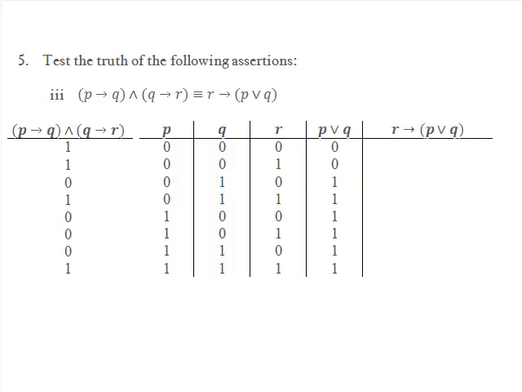And now we need R implies P or Q. So wherever R is 0, the output is going to be a 1. And wherever R is 1, the output is going to be the same as P or Q. This column and this column are not the same, so the assertion is false.